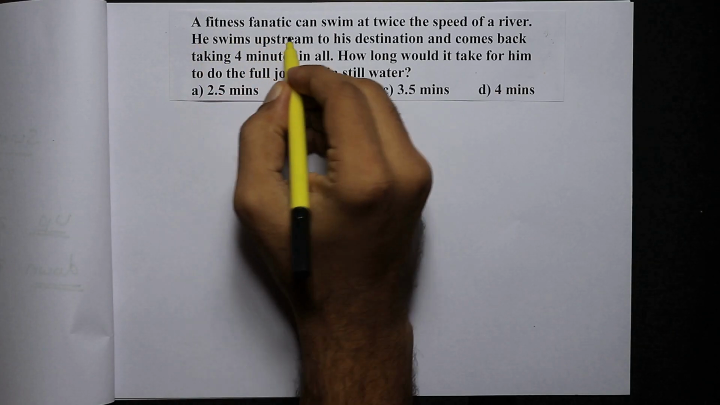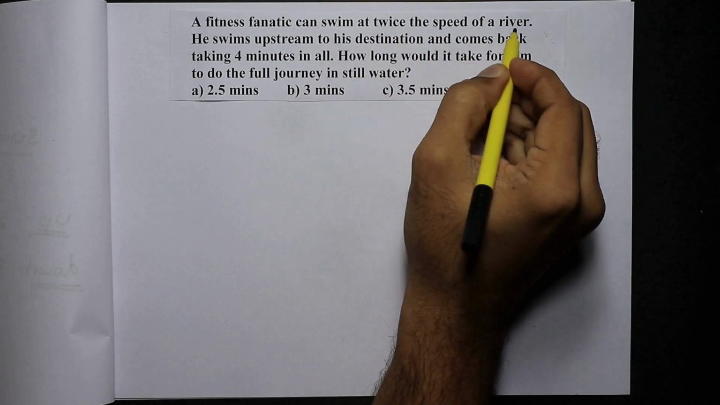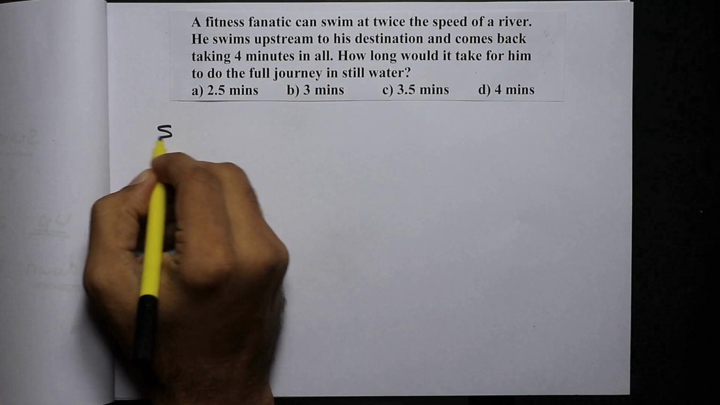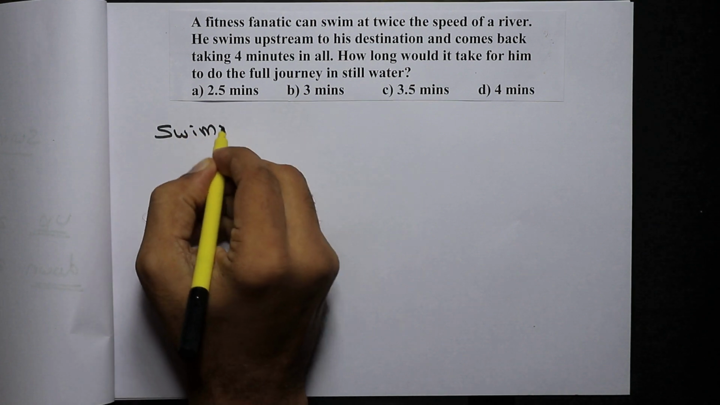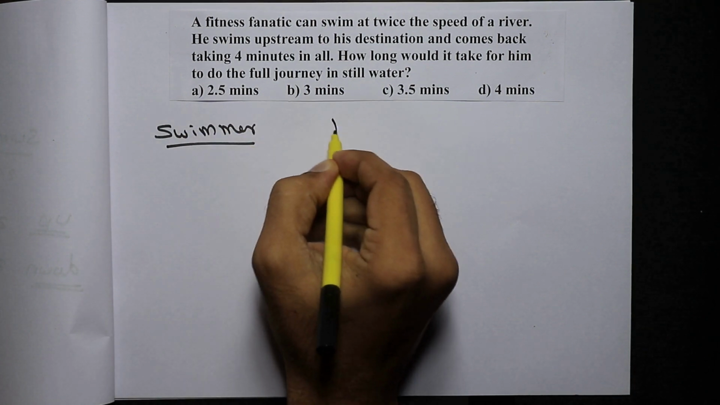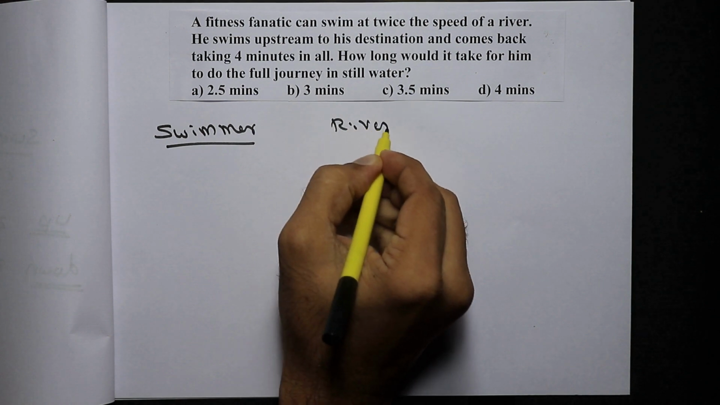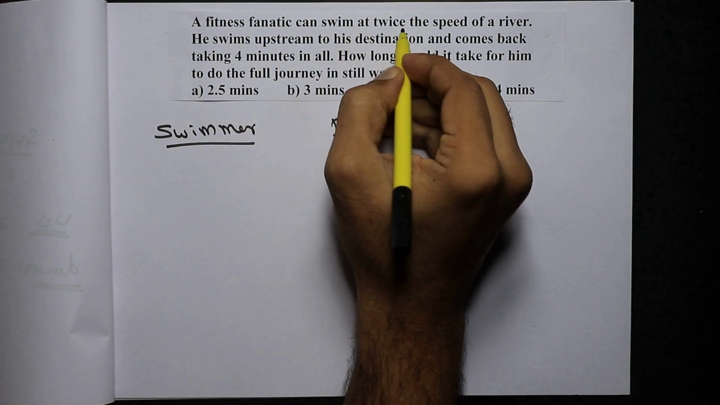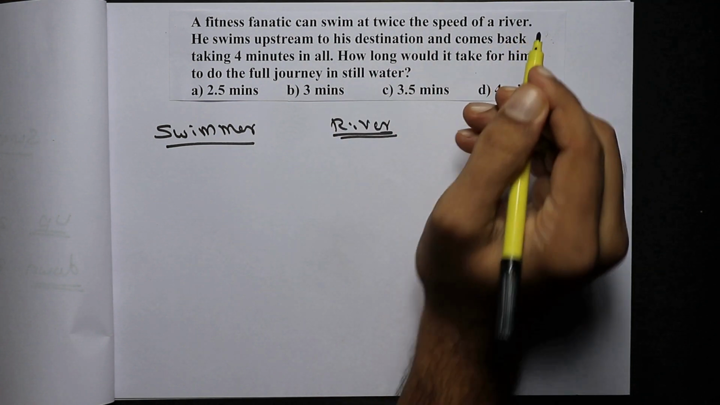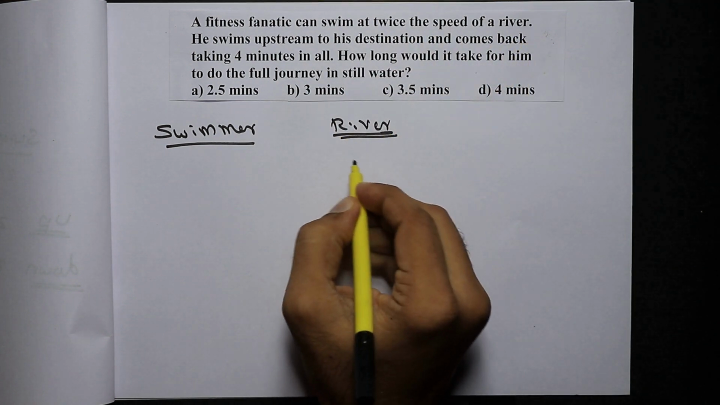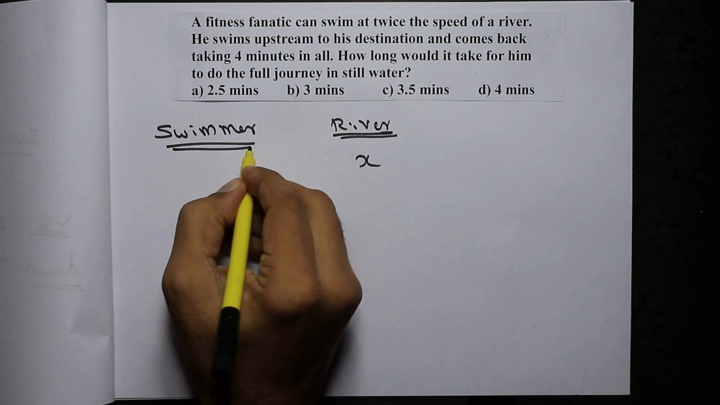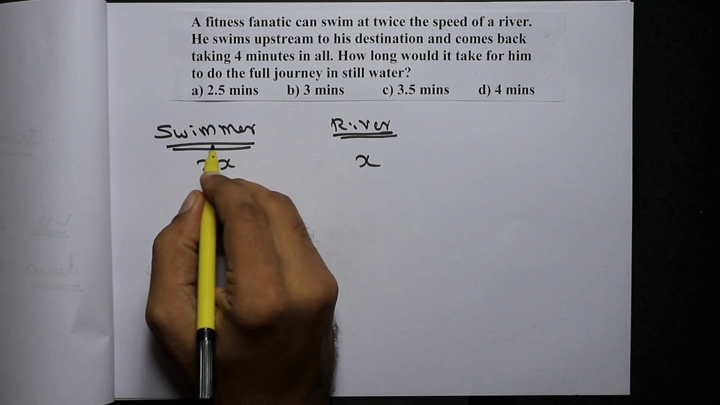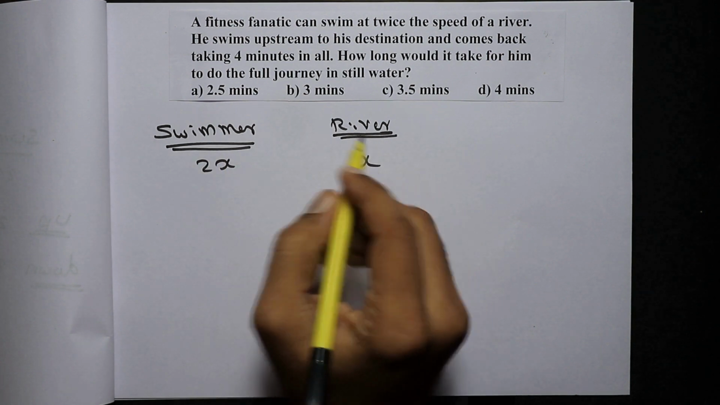A fitness fanatic can swim at twice the speed of a river. So let us mark the data here. So here we have the swimmer and this is the river. And the swimmer can swim at twice the speed of the river. So if you take the speed of the river to be x, then the swimmer can swim at 2x speed. So his speed is twice that of the river.